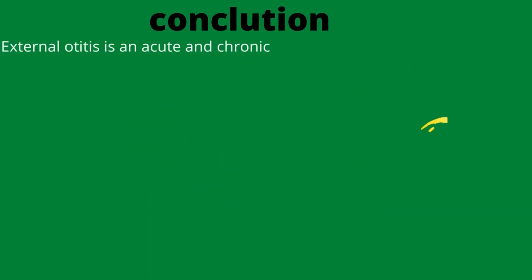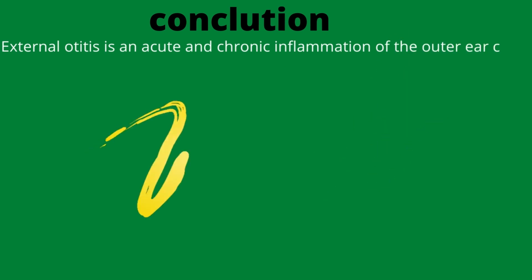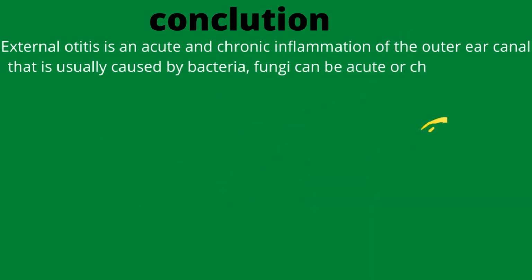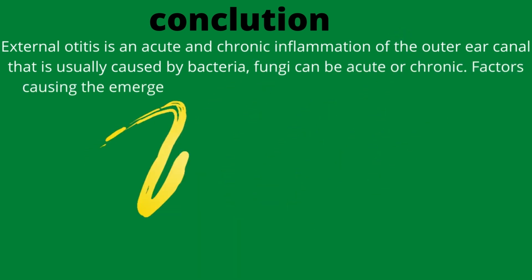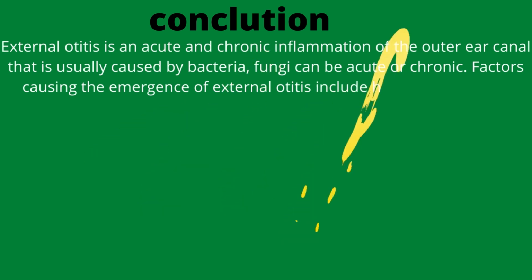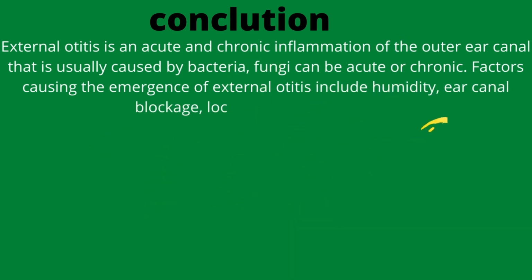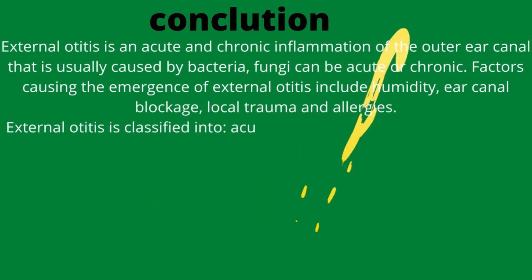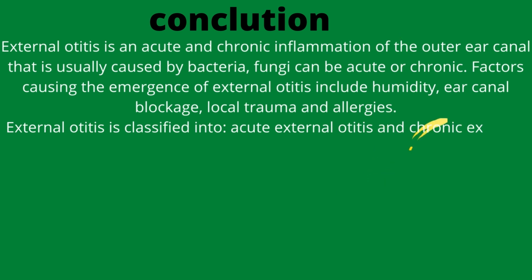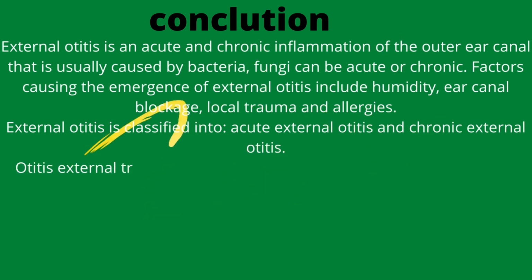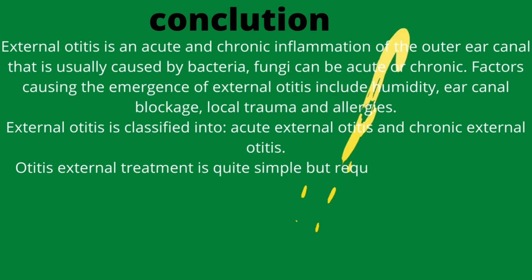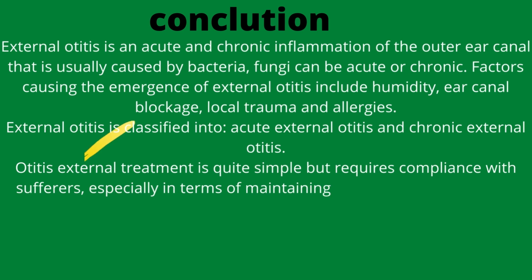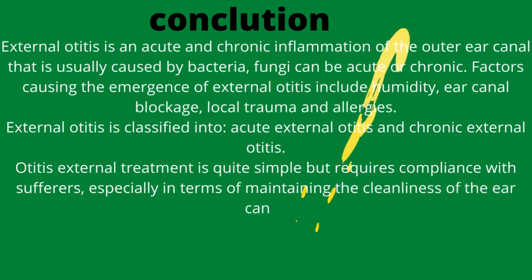Conclusion. Otitis externa is an acute or chronic inflammation of the outer ear canal that is usually caused by bacteria or fungi. Factors causing the emergence of otitis externa include humidity, ear canal blockage, local trauma and allergies. Otitis externa is classified into acute otitis externa and chronic otitis externa. Treatment is quite simple but requires compliance from sufferers, especially in terms of maintaining the cleanliness of the ear canal.